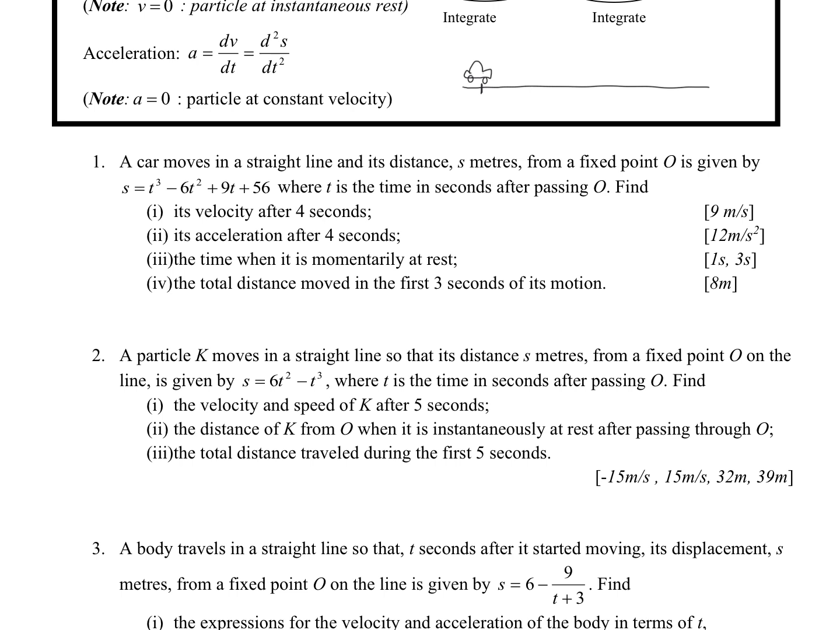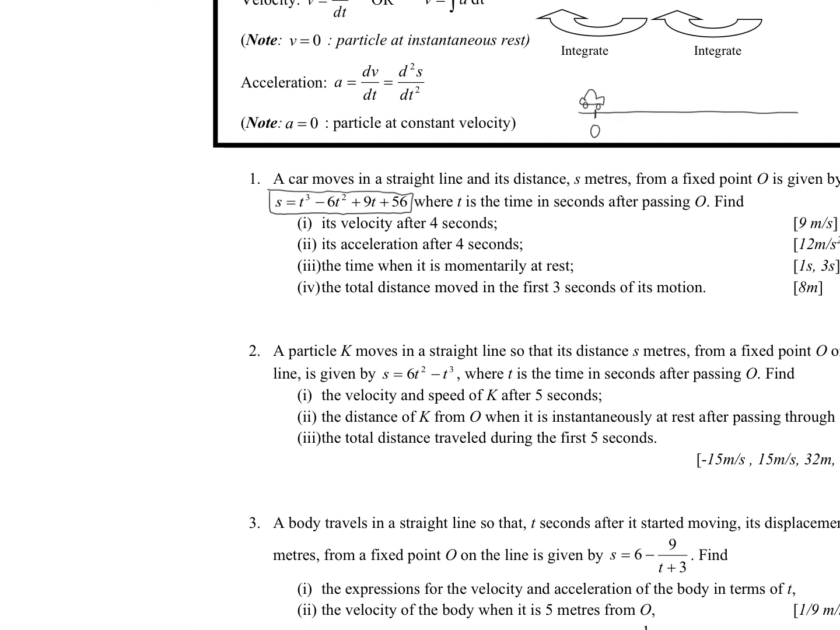This is the car, right? So at the fixed point O, and it says that the displacement is given by this expression. What does displacement mean? Displacement means the distance traveled relative to your starting point.